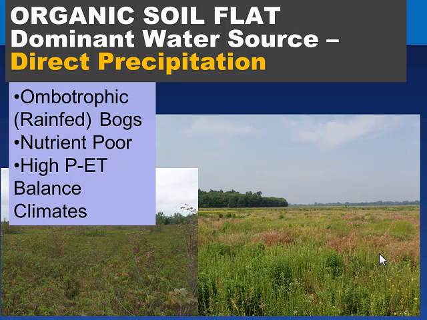Rain doesn't have any nutrients, and so bogs are typically nutrient poor, which is one reason why bogs typically are locations where we find some of our rare and endangered plant species, because those are species that have adapted to find other nutrient sources, like pitcher plants or Venus flytraps that actually have to eat insects to survive because of the nutrient poorness. But again, these organic flats exist in parts of the country where we have a high precipitation to ET balance.